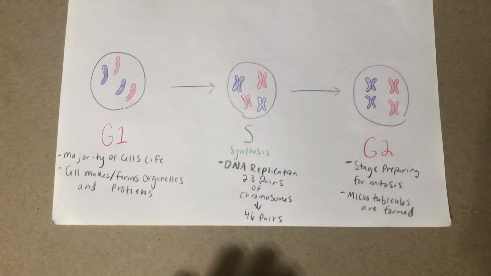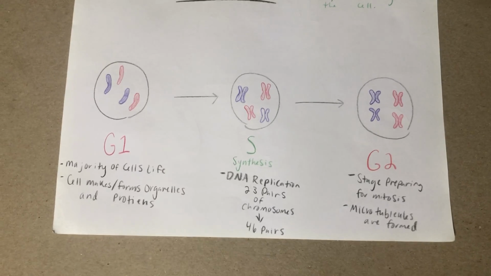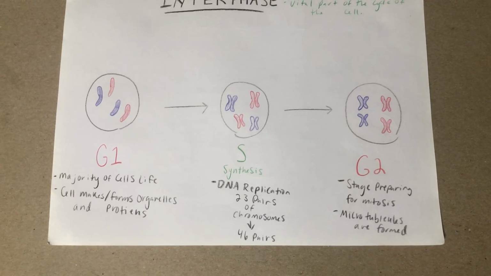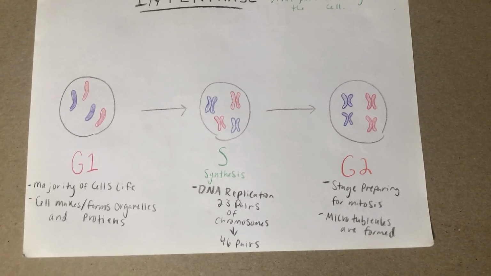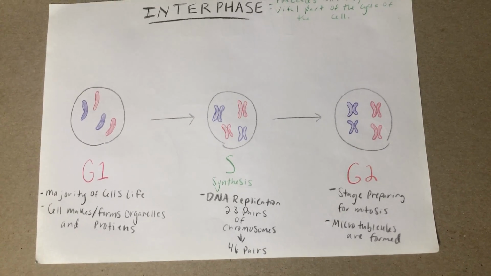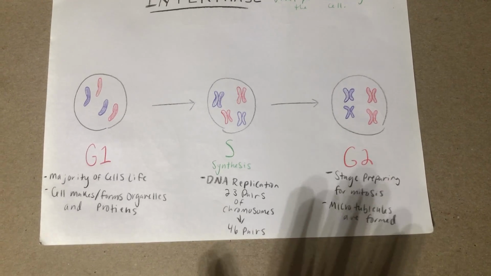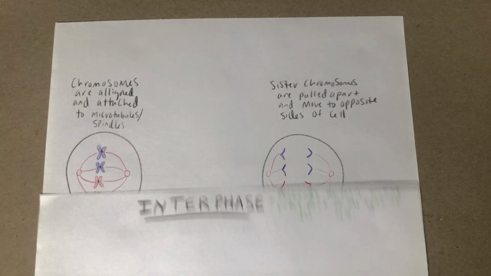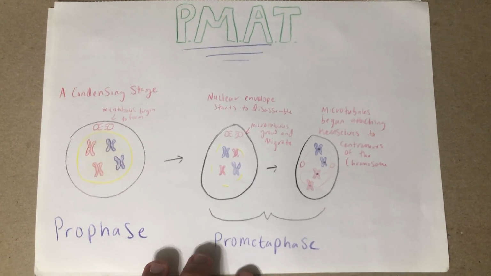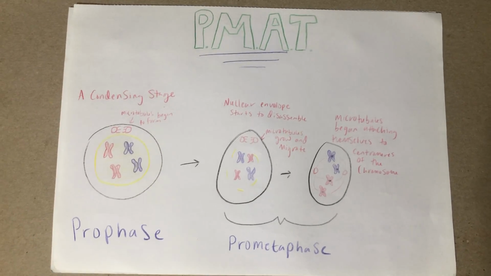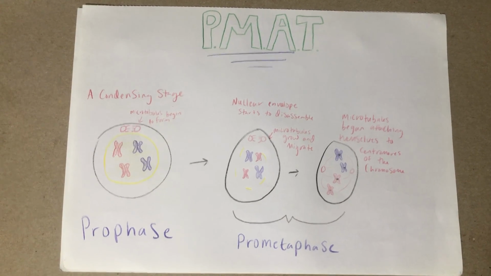In this next phase, we have S, or synthesis phase, which is where DNA replication occurs, and 23 pairs of chromosomes are formed into 46 pairs. Following the S phase is G2, a stage preparing the cell for mitosis, where microtubules are beginning to develop and be seen. After that, we have prophase, and a good way to remember the order of the phases is PMAT, which stands for prophase, metaphase, anaphase, and telophase.